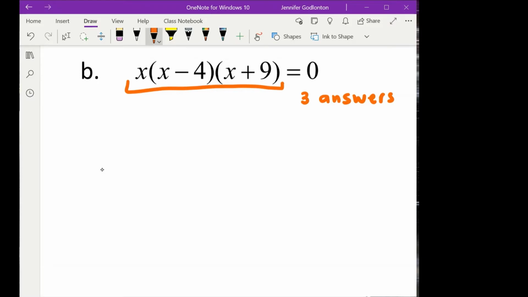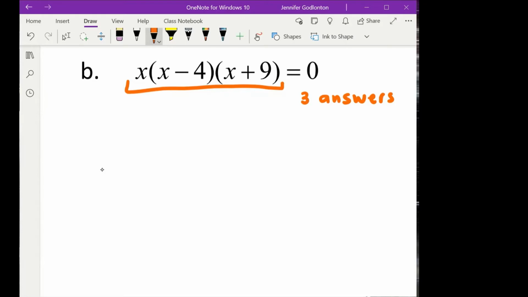Now, remember, I've done the hard work for you so far with this one. I've already factorized it. So all we have to do is find our 3 answers for x. Can you please put in the chat what you think our 3 answers for x are going to be here? Remember that there will be 3.